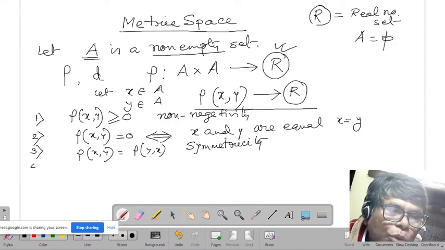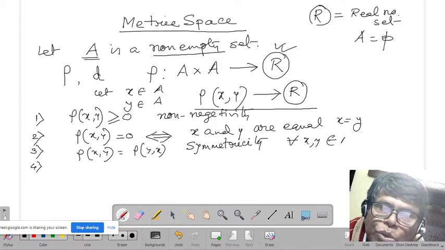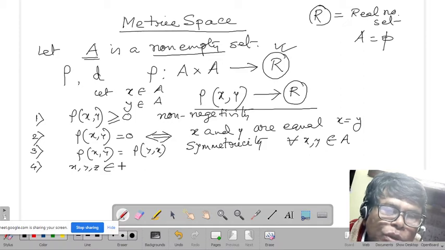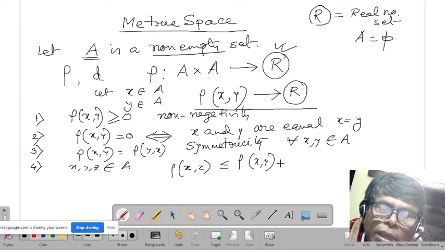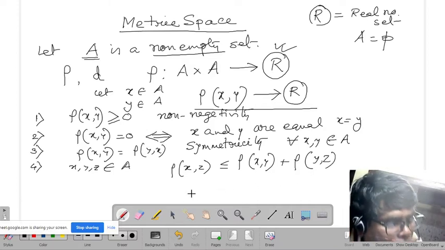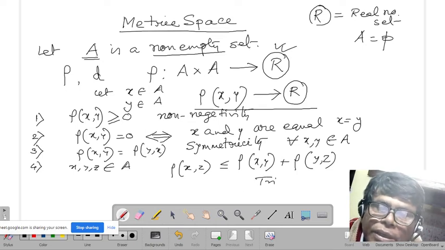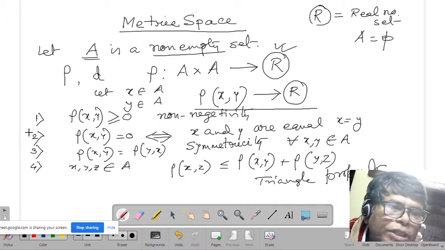And number 4, this is the most important. This is true for all x, y belonging to A. Now 4: let x, y, z belong to A. Then for any x, y, z belonging to A, rho of xz will be less than or equal to rho of xy plus rho of yz. This is called the triangle property.